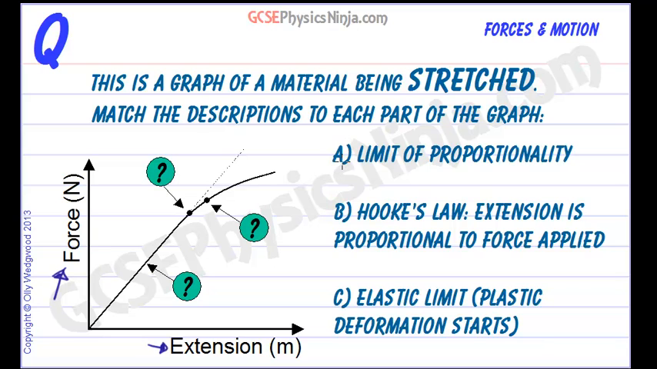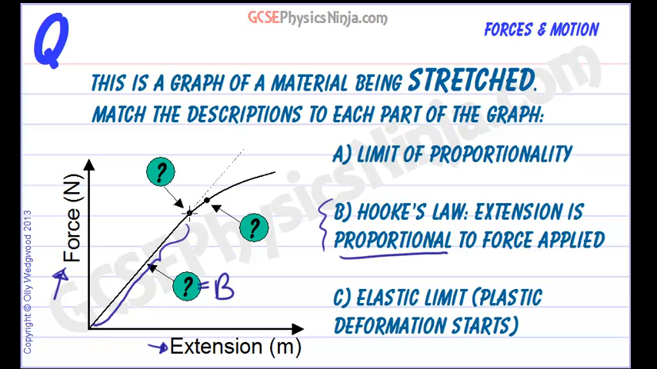Now, first of all, let's start with Hooke's law. Now, Hooke's law is where extension is proportional to the force applied. So that means if you double the force on the spring, you will double the extension. And when something is proportional, it will go through the origin on the graph and it will be a straight line. So this is Hooke's law. This section here is Hooke's law.